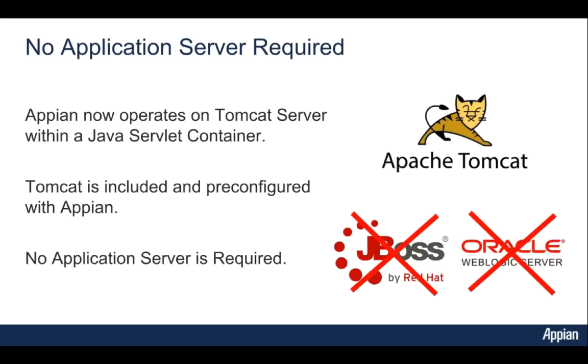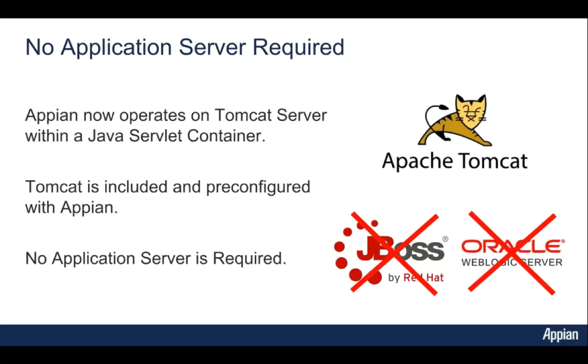Tomcat is included and pre-configured with Appian, so there's no need to license Oracle WebLogic server, directly saving you money, or JBoss Enterprise Edition. And as well, since it's packaged and pre-configured, you don't need to worry about configuring it as well. Much faster installation, as well. Appian fully supports the Tomcat platform via Appian support if you have any questions or configurations on that environment.